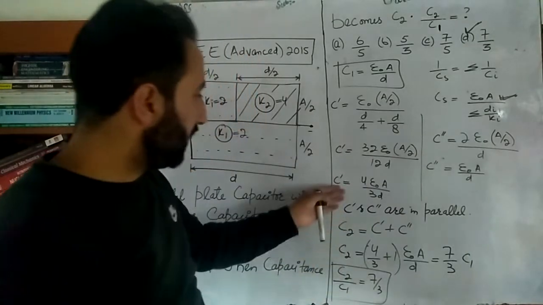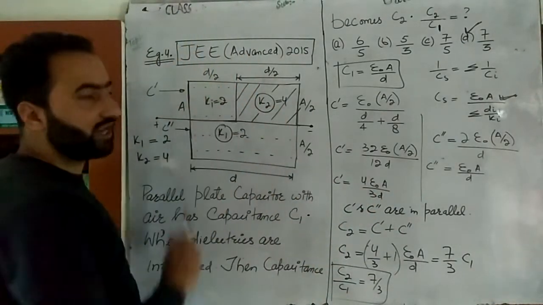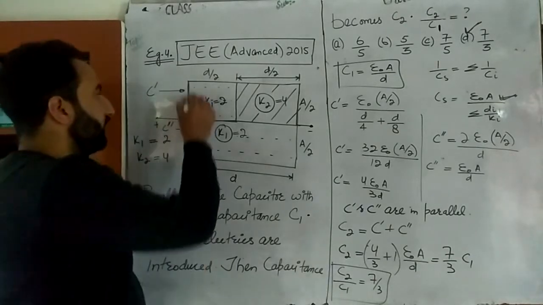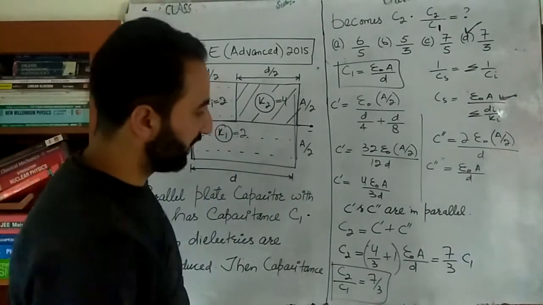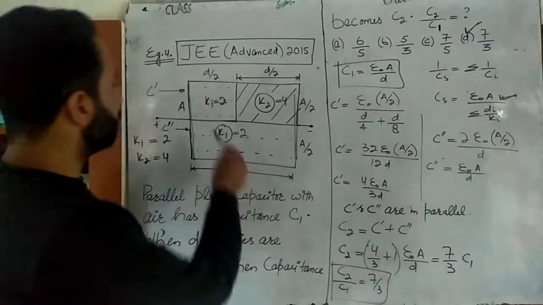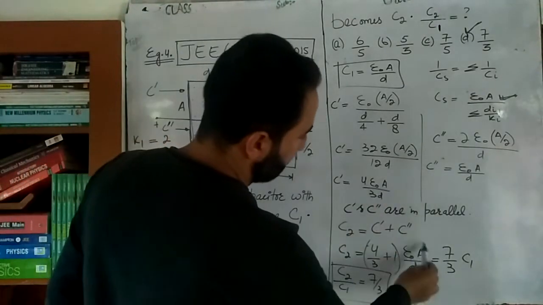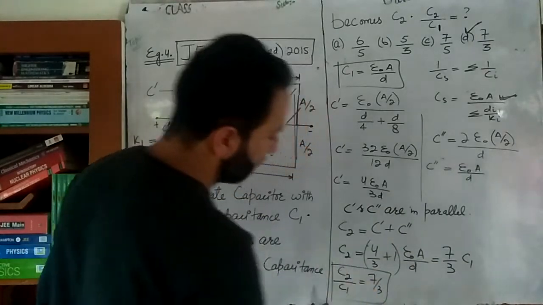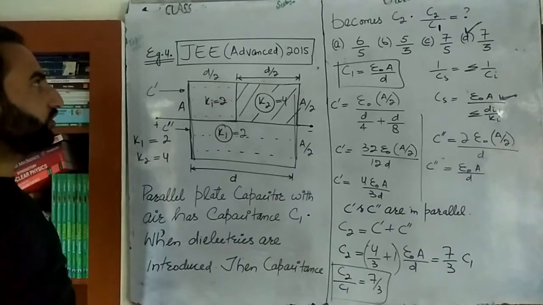Okay, now C dash and C double dash, this one and this one, they are connected in parallel, because they are connected between the same plates. The potential difference is exactly the same. So C2 will be obviously equal to C dash plus C double dash, then 4 by 3 plus 1, then this is obviously C1, so C2 by C1 will be obviously 7 by 3, and that's the correct answer. Okay, pause and write down.